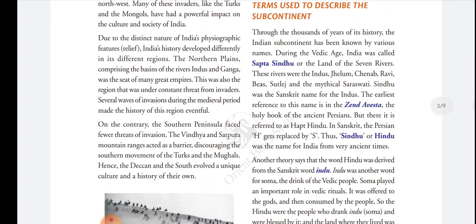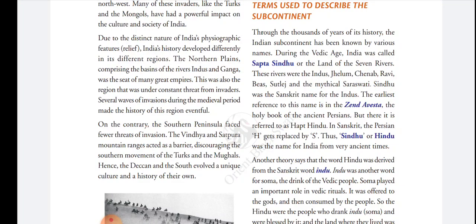Due to the distinct nature of India's physiographic features, meaning relief, different landforms, Indian history developed differently in its different regions. What are the different regions? The northern plains, comprising the basin of the rivers Indus and Ganga. The northern plain is very fertile and stretches between the Indus and the Ganga, and it was a great attraction for the invaders because it was very fertile land. Still, it is a very fertile land.